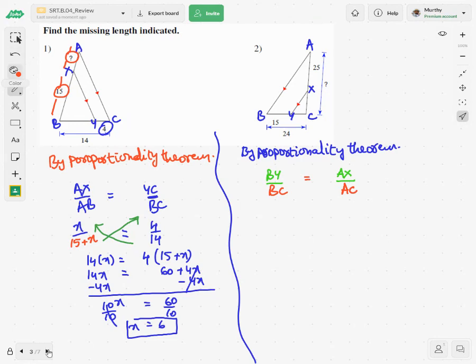Once you set up the proportionality, plug in the values. BY is 15. BC is 24. Next, AX is 25. AC is missing, that is X. Now you go for cross multiplication.